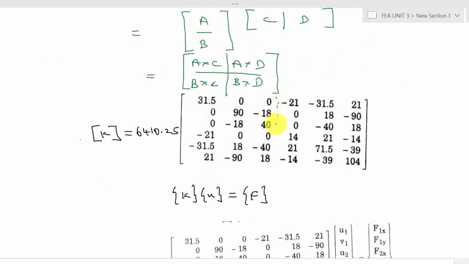So actually if you look into this, then I can split this like this. So this is actually my A cross C, then this is B cross C, this is A cross D and this is my B cross D. So this is the simple method to calculate the stiffness matrix. Okay, fine. So now I have calculated the stiffness matrix.